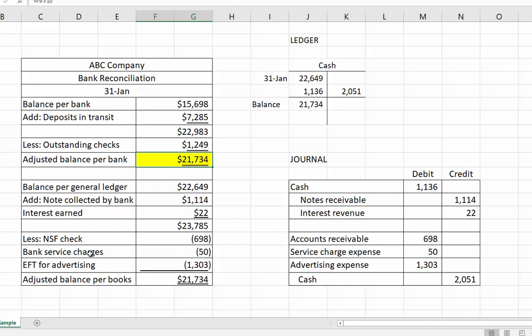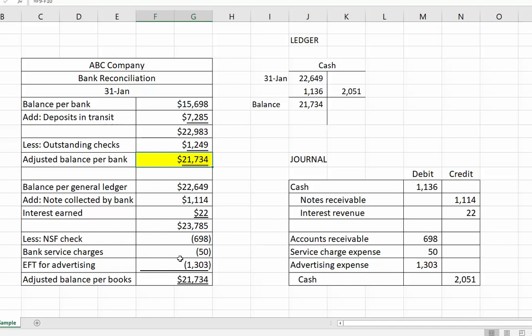So the bank charges you. The bank could have charged us for the bounced check because they often do. It could just be a monthly service fee. There's a lot of different reasons banks charge service charges. Okay, so that's going to be a common subtraction. And then the last one, we have an EFT, which is an electronic funds transfer for advertising. So that means we paid our advertising. The money was sent directly from our account to the advertising company's account.